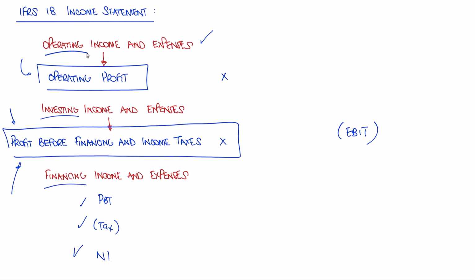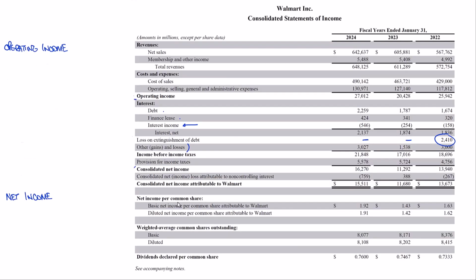So let's try and apply that to the income statement we've just seen. So here it is again. Let's see if we can IFRS 18 it. We have operating income. It is 27012 for 2024. I'm going to trust that all of this represents operating income and expenses. Then I'm going to see what happens after that.